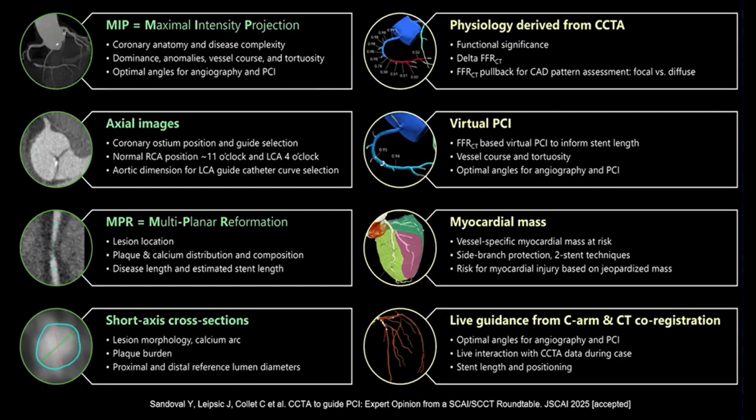And one of the strengths of coronary CTA is that a single data set gives us a tremendous amount of information. So we can assess anatomy, plaque burden, vessel tortuosity, calcium distribution, physiology, myocardial mass at risk, and even simulate a virtual PCI. And what's important is that each reconstruction technique gives us different procedural information. For instance, a MIP helps us understand overall case complexity, axials help us with ostial anatomy and guide selection, MPR and cross-sectional analysis help characterize plaque and define landing zones. So the data set becomes a complete roadmap before the intervention.